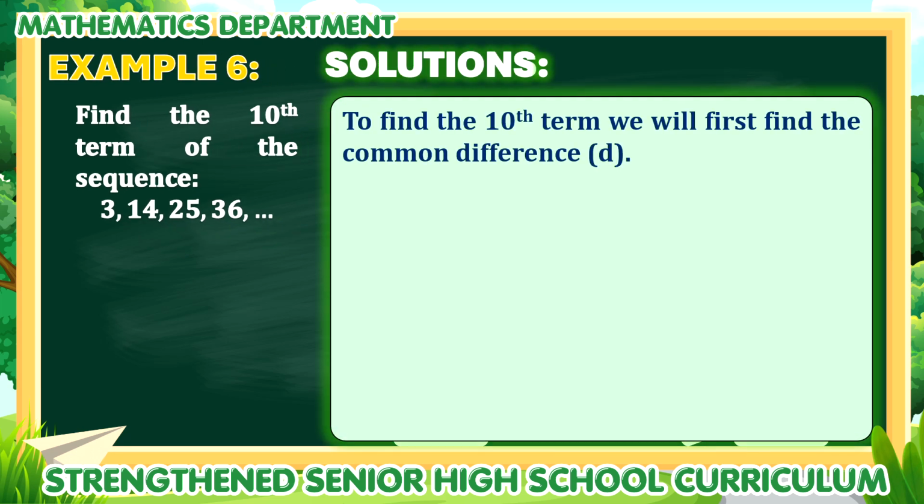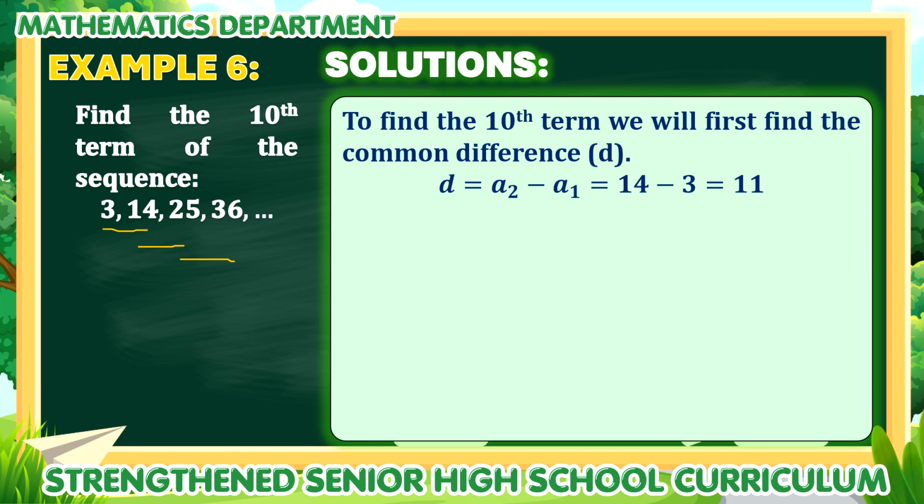To find the 10th term, we will first find our common difference, and we can determine our common difference by subtracting our consecutive terms. So you can choose from first and second term, you can also choose second and third term, or you can have third and fourth term. So let's try to use our second and our first term. That is, d is equal to our a sub 2 minus a sub 1. Given that our second term is 14, we have here 14 minus 3. That gives us 11. Therefore, our common difference here is 11.